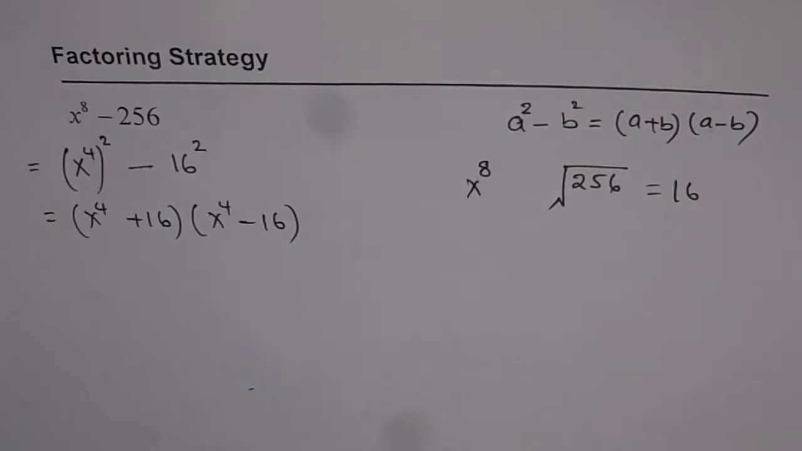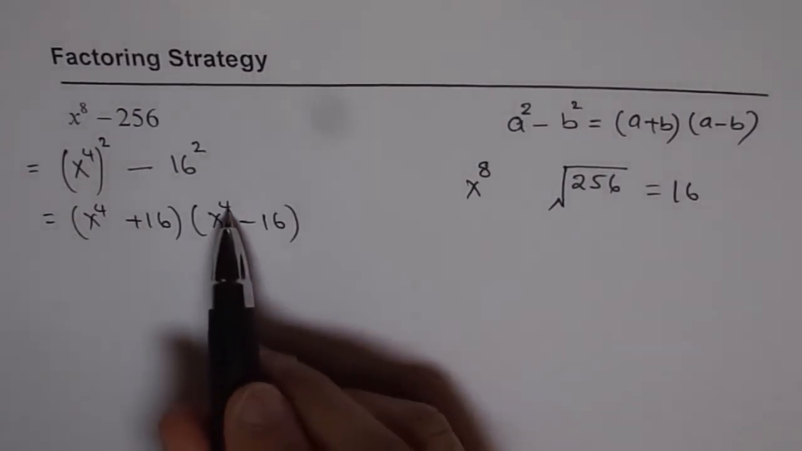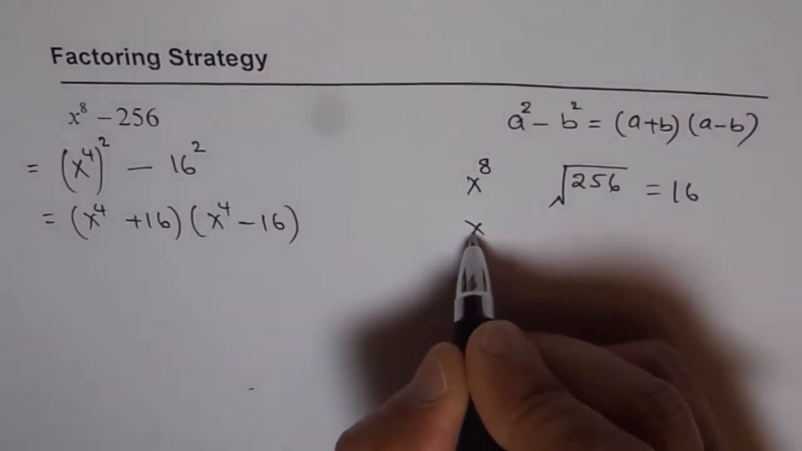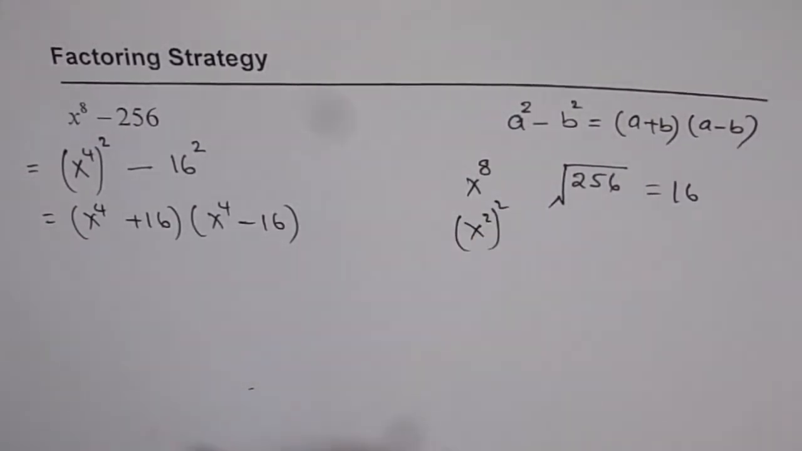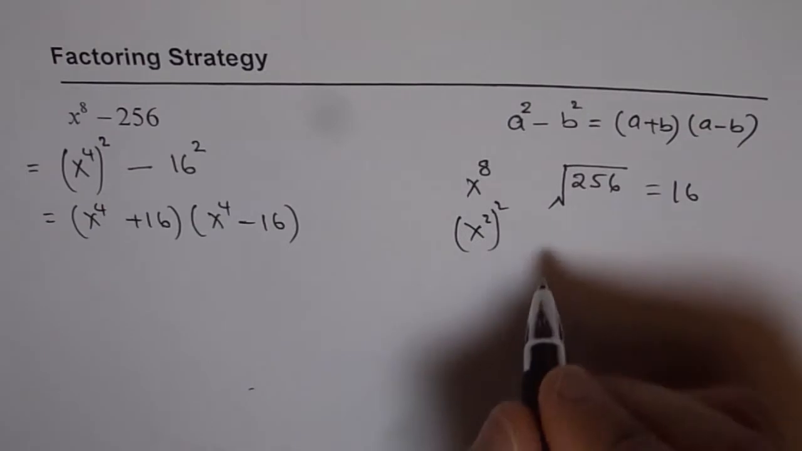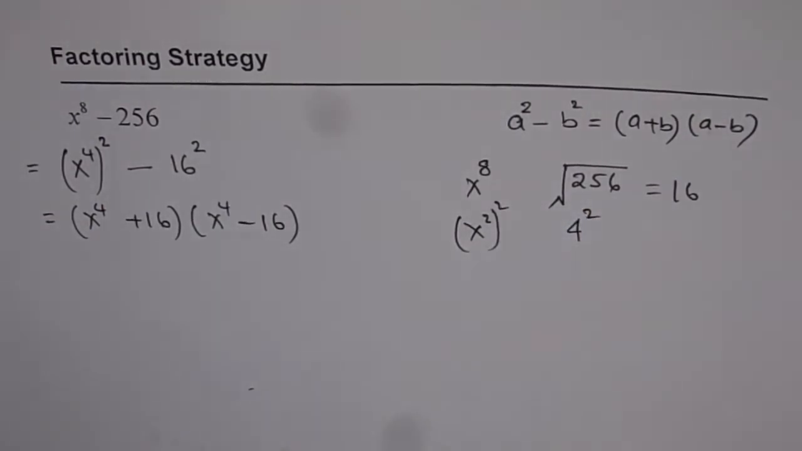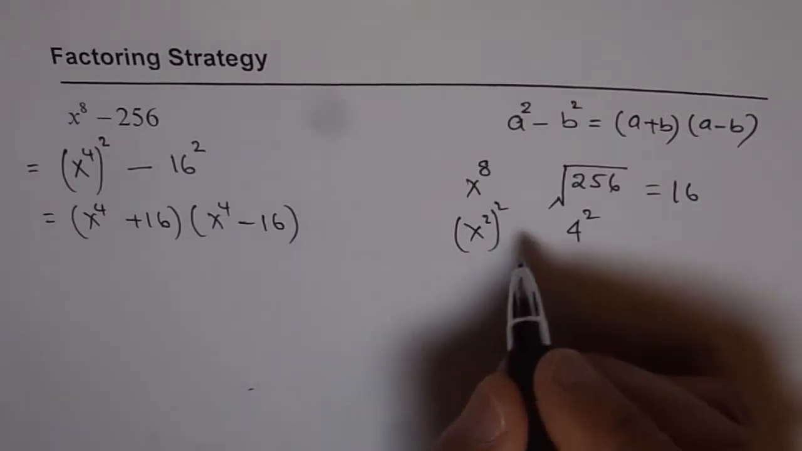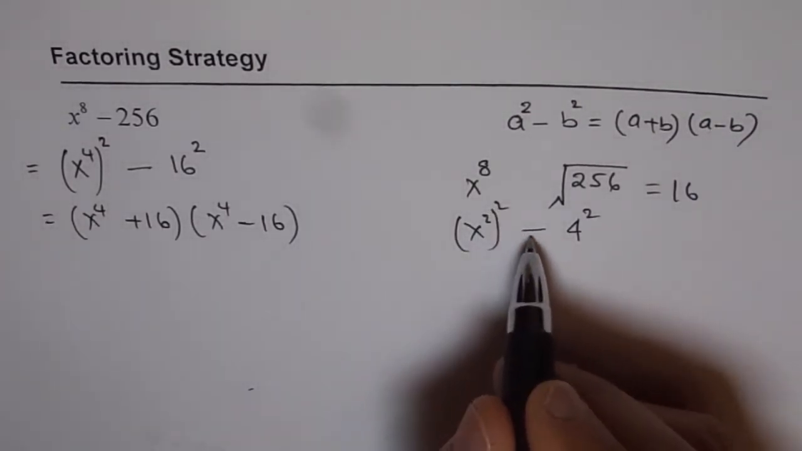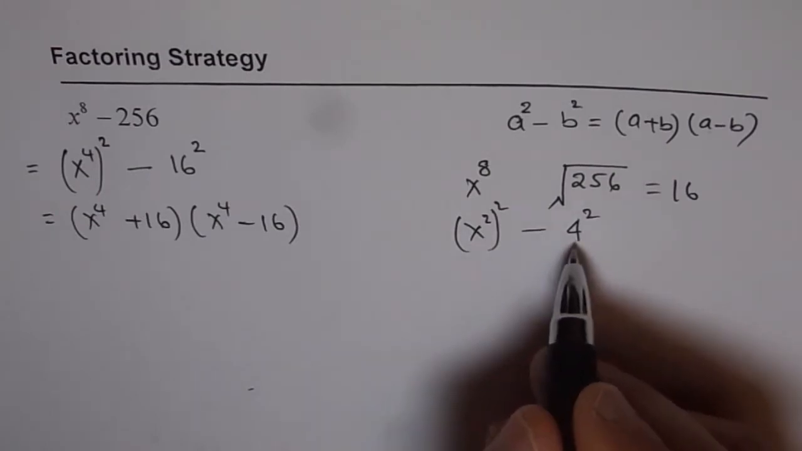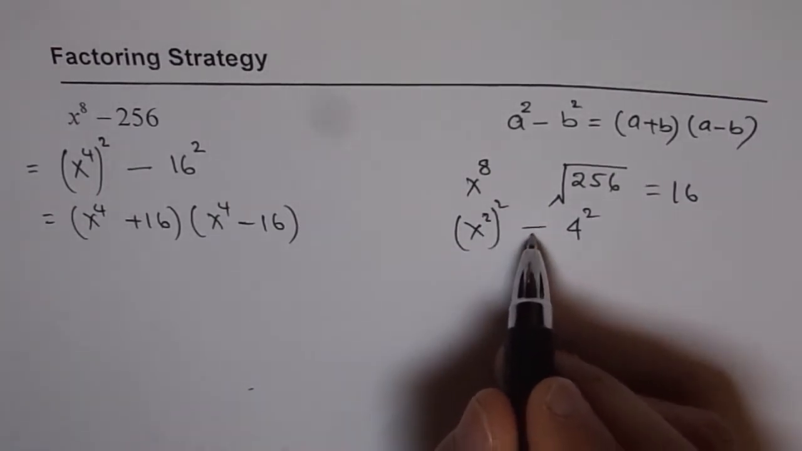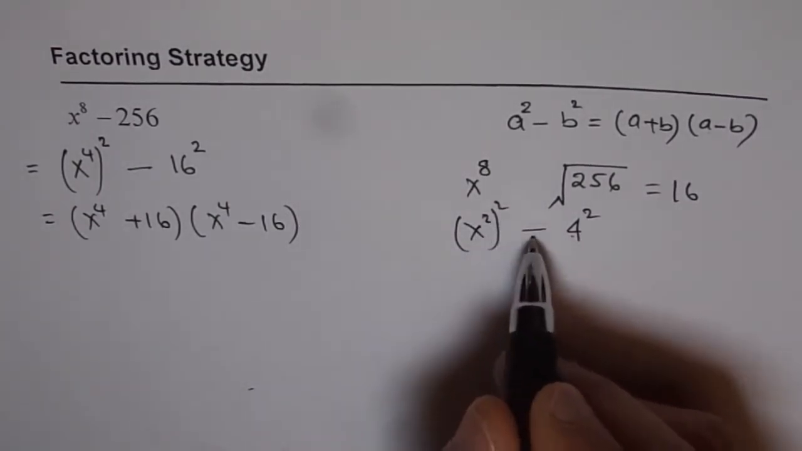But factoring is not really completed till it is ultimately factored. That means you can't factor anymore. Here x to the power of 4 can be written as x square square. Do you see that? And you know 16 can be written as 4 square. And therefore we can still factor them, right? It is like x square square minus 4 square. So that could be written as x square plus 4 times x square minus 4.